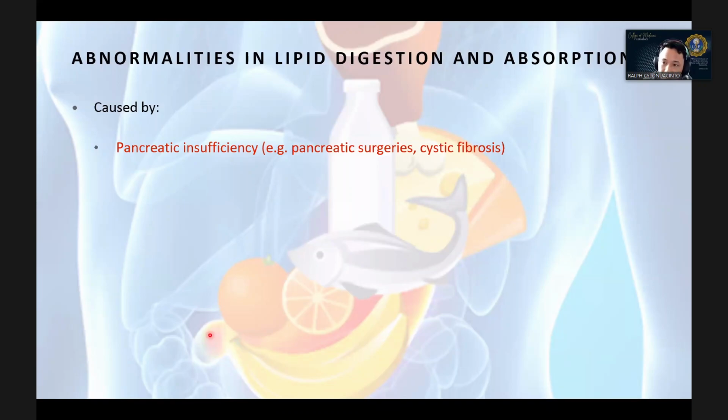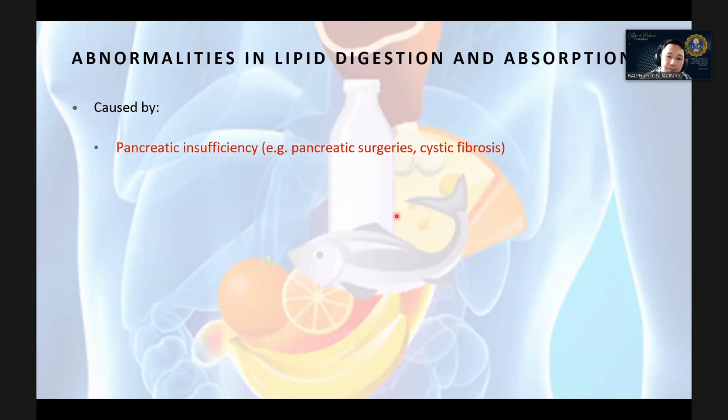If you've heard of CFTR, it's actually an ion channel. Later on, papakita ko na lang later yung CFTR. But just remember, cystic fibrosis, you have a problem with your CFTR, which affects your pancreatic secretion.